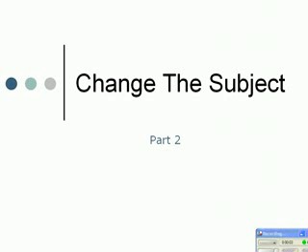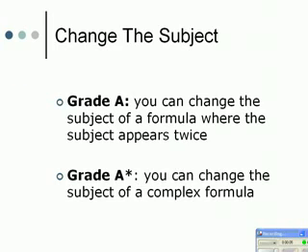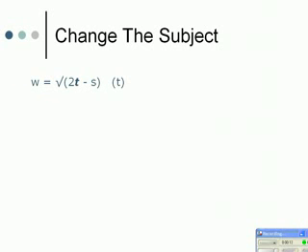Changing the subject, part 2. For this we're going to look at some grade A and grade A star work. So W equals the square root of 2t minus s. And we want to make t the subject of the formula.